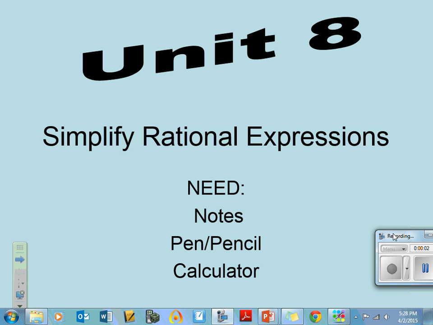Hello, Algebra 2 folks, and welcome to Unit 8. We're going to talk about rational expressions and equations this chapter. So today we're going to start off by simplifying rational expressions. You need your notes, a pen or a pencil, and a calculator.